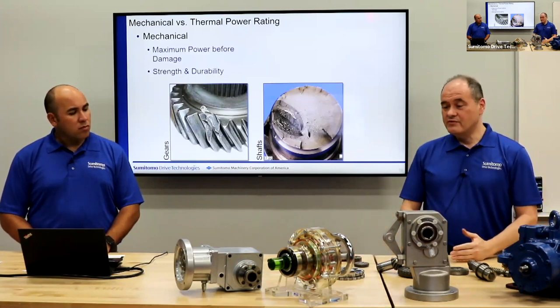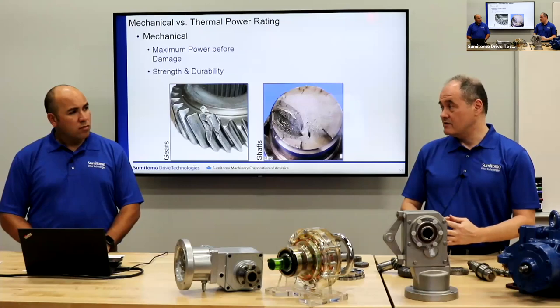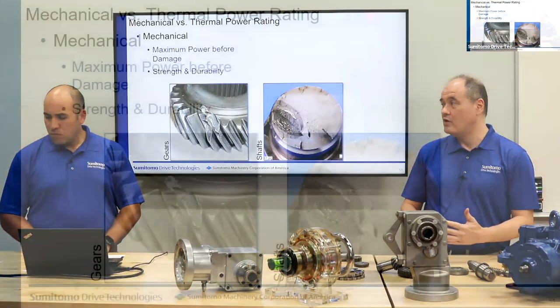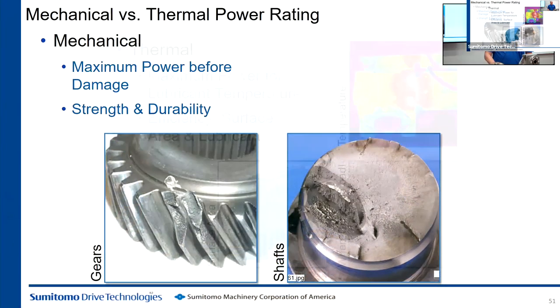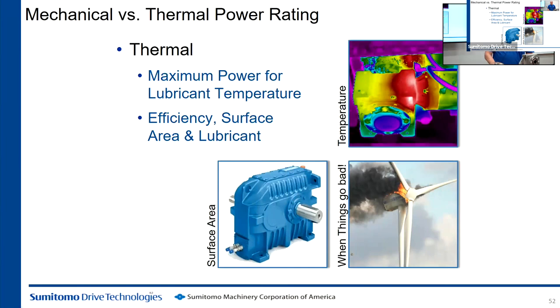Durability is the resistance to pitting and scuffing. It basically relates to how long your gearing is going to last. The other type of rating is thermal rating. Thermal rating is how much power you can put through a gearbox without the oil overheating. If you're using, say, mineral oil, you want to keep the oil temperature no higher than 95 Celsius or 200 degrees Fahrenheit.